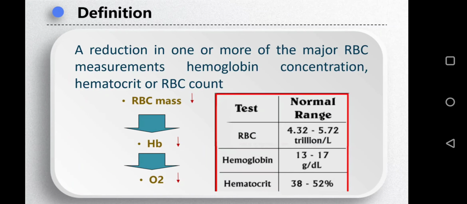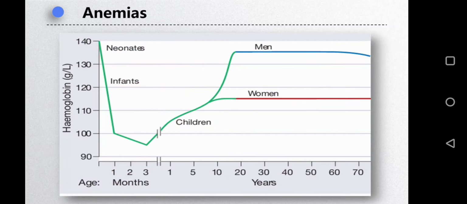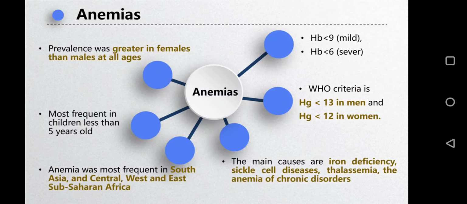Anemia is a reduction in one or more of the major RBC measurements: hemoglobin concentration, hematocrit, or RBC count. The hemoglobin level of newborns decreases gradually in the first month, and 3 months later it begins to rise. Older males are higher than women. Prevalence was greater in females than males in all ages, and most frequent in children less than 5 years old. Anemia was most frequent in South Asia and Central, West, and East Sub-Saharan Africa. The main causes are iron deficiency, sickle cell disease, thalassemia, and the anemia of chronic disorders.